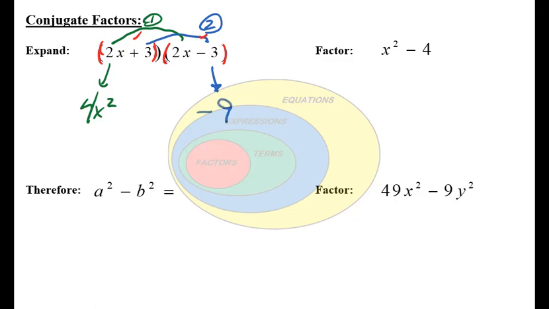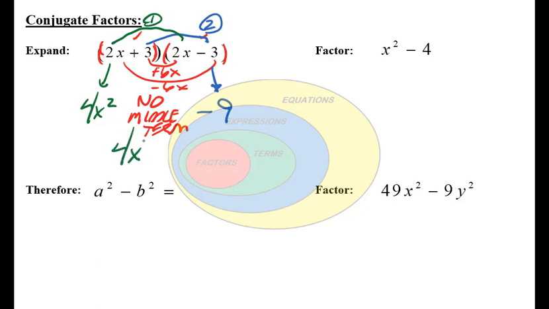Now, the middle terms come from the smile. That would be a positive 6x and a negative 6x. And so there's no middle term. So anytime we multiply conjugates, we're just getting the first term, which is going to be a perfect square, and the last term, which is going to be minus, because I'm multiplying positive and negative, a perfect square again.